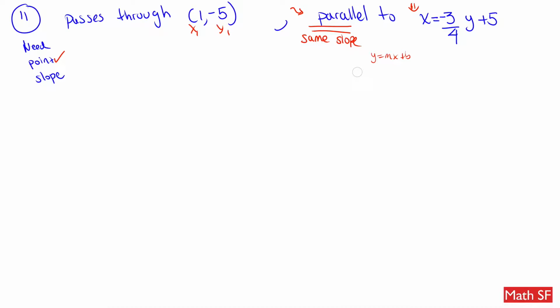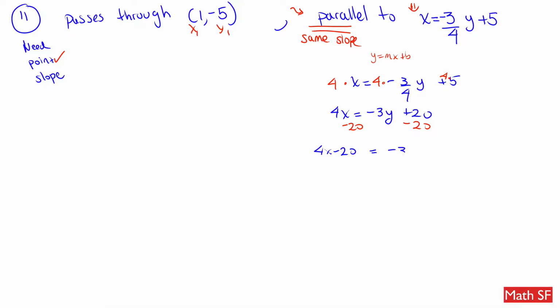So I'm going to copy the problem again. I'm going to say that this is x equals negative 3/4 y plus 5. Let's isolate for y. First, because I don't like working with fractions, I'm going to multiply each term by 4. By multiplying each of them by 4, I get 4x equals negative 3y plus 20. Now I'm going to subtract 20 from each side. So we get 4x minus 20 equals negative 3y.